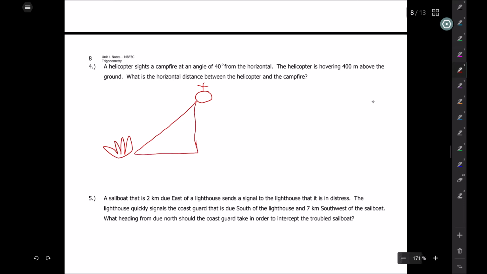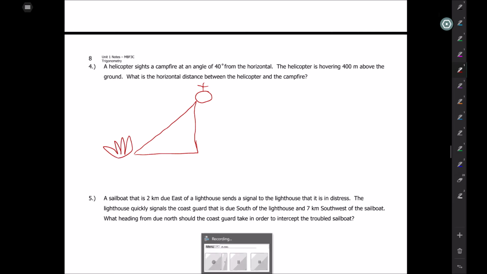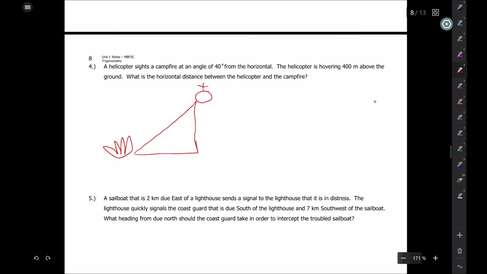So it says that the helicopter sights a campfire at an angle of 40 degrees from the horizontal. Now, since it's from the horizontal and the helicopter is up here, we'll put an H so you know that's the helicopter, then that 40-degree angle is up here again, okay? And the helicopter is hovering 400 meters above the ground. So since this is the ground, the 400 meters is the vertical piece right here. What is the horizontal distance between the helicopter and the campfire? Since it's the horizontal distance, this X is what we're trying to figure out right here, okay?